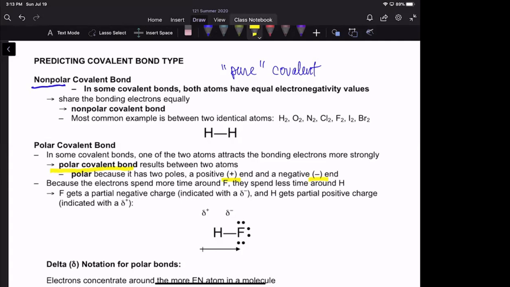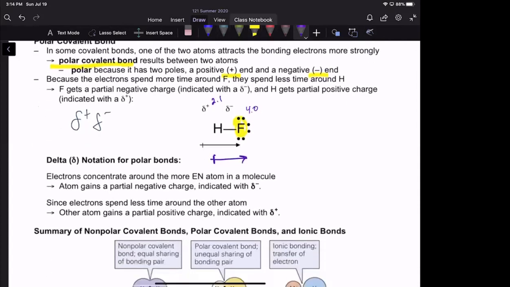we can write our notation with a lowercase Greek delta: delta plus, delta minus. It's a lowercase d in Greek. Now, the partial negative is going to be on fluorine because it has an electronegativity of 4.0 and hydrogen is 2.1. So that's a pretty big difference in electronegativity. The arrow is going to go from the positive to the negative and we'll always cross that end to show that it's a dipole arrow. It's not just any old arrow, it's a dipole arrow.